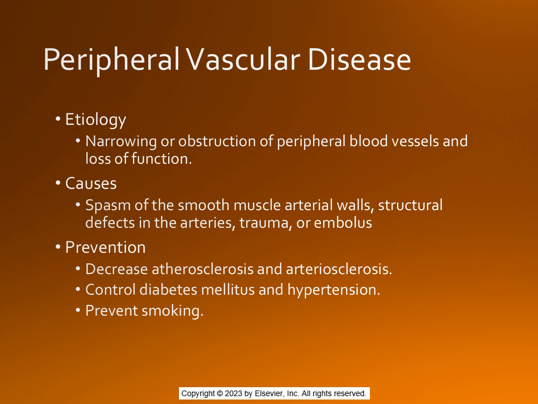Peripheral vascular disease, or PVD, involves the narrowing or obstruction of peripheral blood vessels and loss of function. These vessels can be in the arms, neck, abdomen, or lower extremities. Other causes of peripheral vascular problems would include spasm of the smooth muscles in the artery walls, structural deficits in the arteries, trauma, or embolus that will cause occlusion. Peripheral venous problems can often be caused by defective valvular function and formation of a venous thrombosis or blood clots. These can also be accompanied by thrombophlebitis. Prevention of PVD is focused on decreasing atherosclerosis and arteriosclerosis, controlling diabetes, controlling hypertension, and preventing smoking.